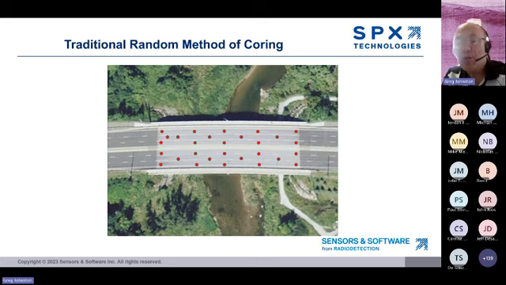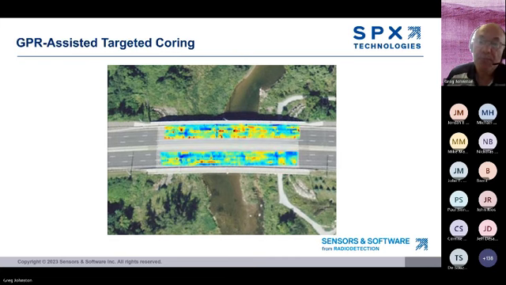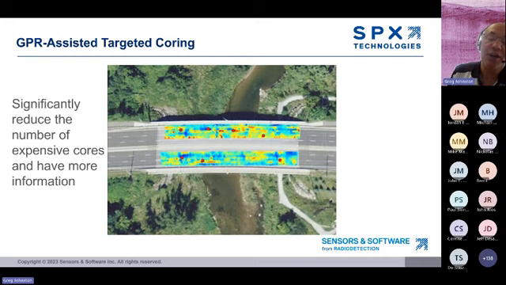Now, traditionally, if you want to know the condition of a bridge deck, you core, which of course is a destructive method. And because you don't know where to core, you core randomly or systematically to try to provide a quote unquote representative data set. So here's the GPR signal strength map on a bridge deck. And as you can see, the information provided by the GPR allows you to target the position of cores to the problem areas, saving time, money, and the amount of destructive coring done to the bridge.